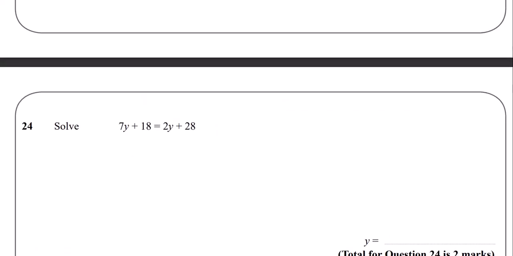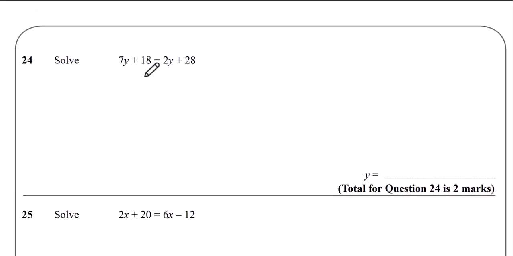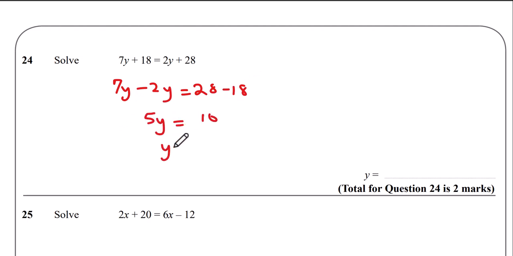And again, we come to number 24. Okay, for number 24, again, I need to subtract 2y because that's very obvious. So 7y minus 2y. And because here's a plus, I'm going to minus 18 on both sides. That's 28 minus 18. And of course, if I simplify this, this is going to be 5y. And of course, this is going to give me like 10. So y will be 10 divided by 5. And that's definitely going to be 2.